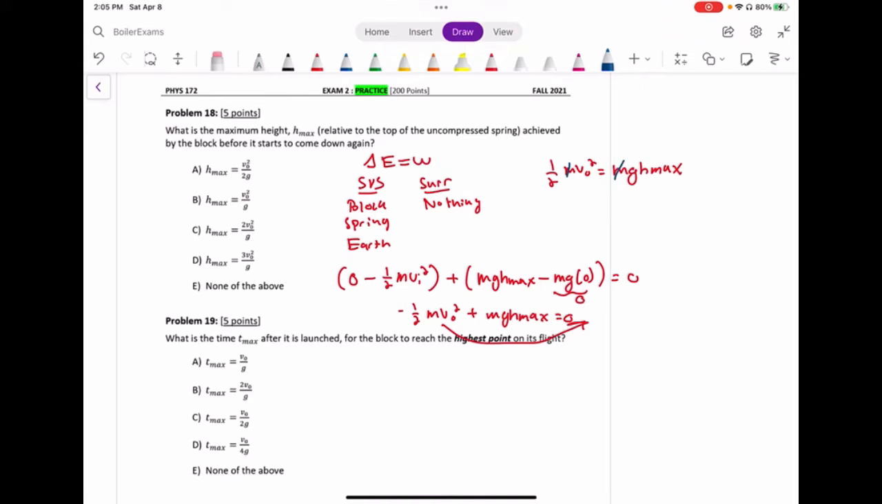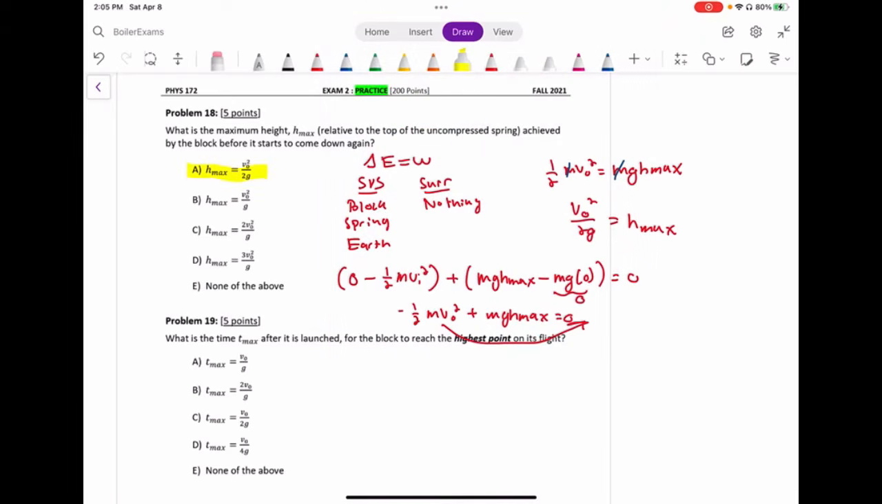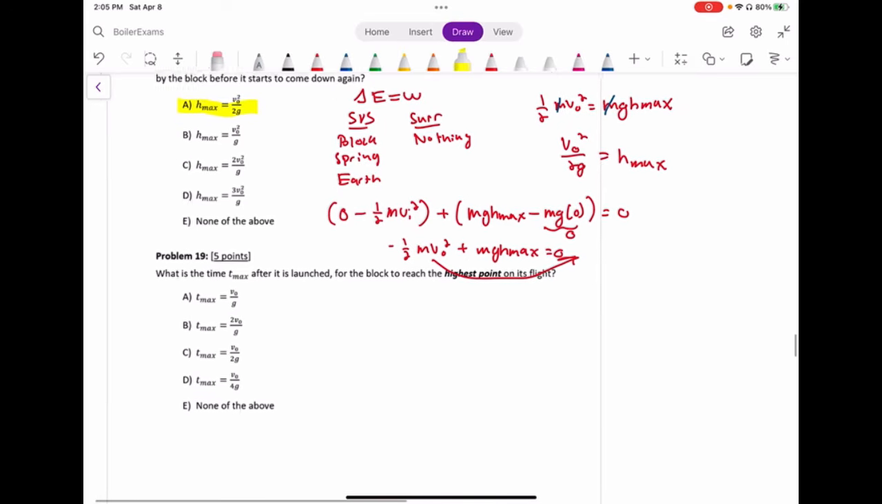The m's cancel. What are we solving for? H max. So v naught squared over 2, divide over g. Nope, outside. H max equals v naught squared over 2g, which is correct. Epic.